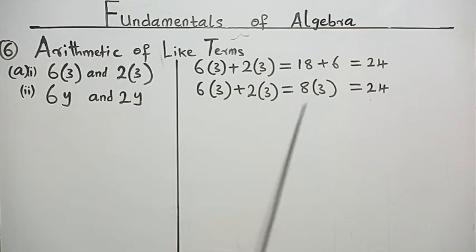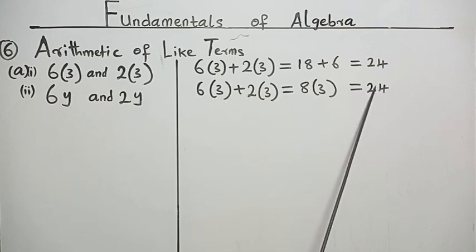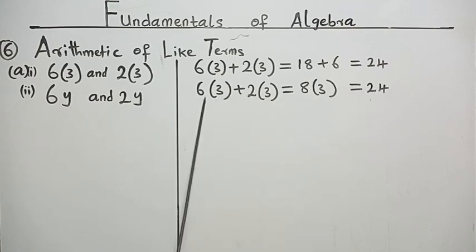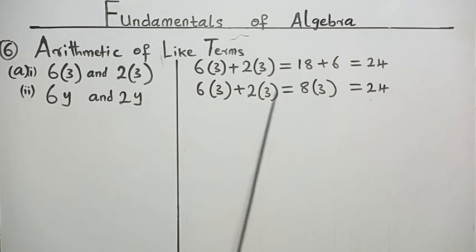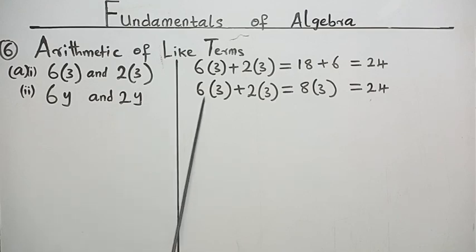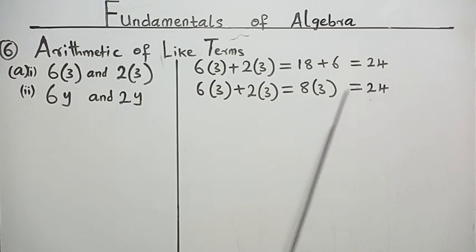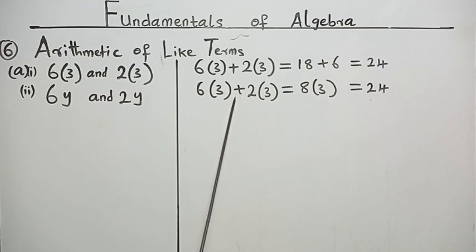8 bracket 3 is an answer to this number operation, and 24 is also an answer to the same number operation. What it means is that we can conclude that 6 bracket 3 plus 2 bracket 3 is equal to 8 bracket 3. We can also conclude that 6 bracket 3 plus 2 bracket 3 is equal to 24. So either this or this is an answer to this one.